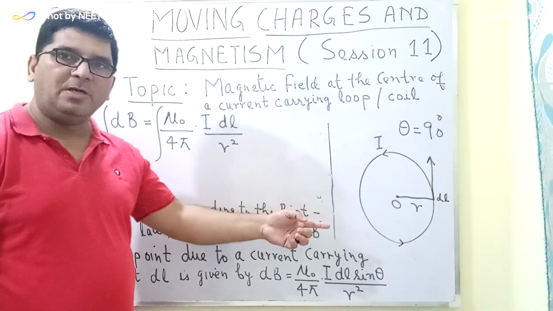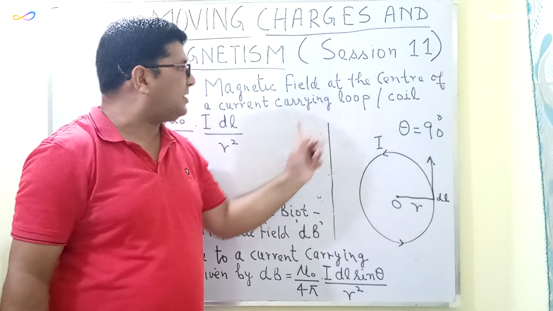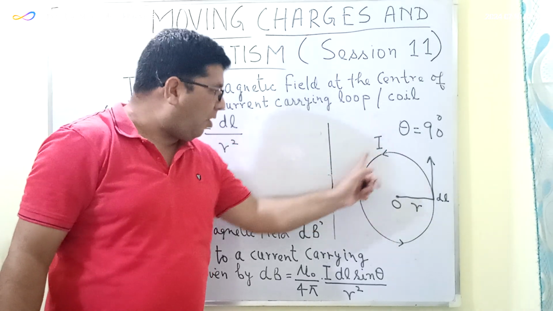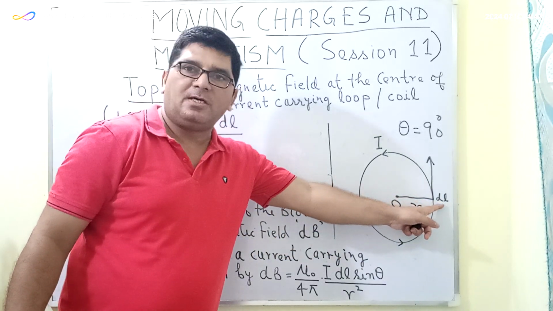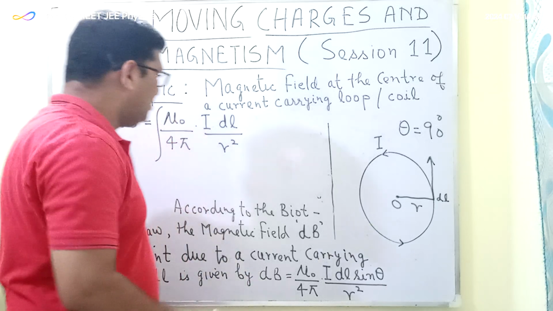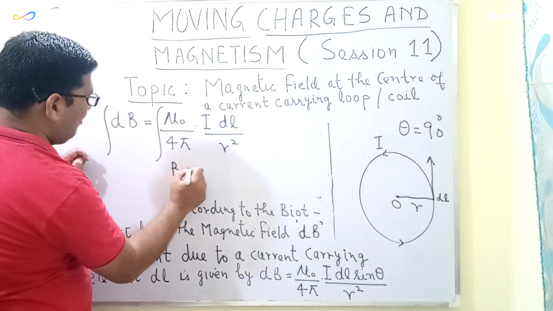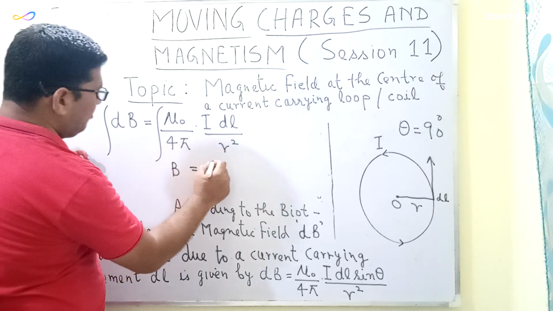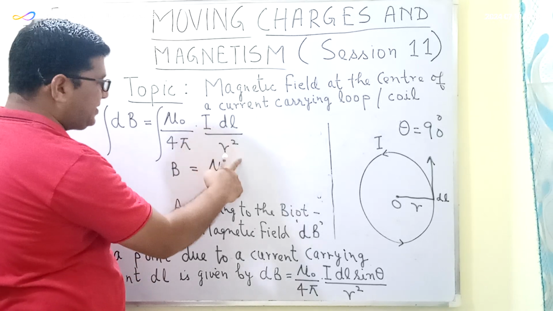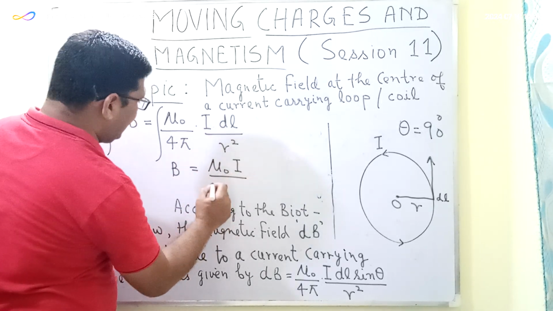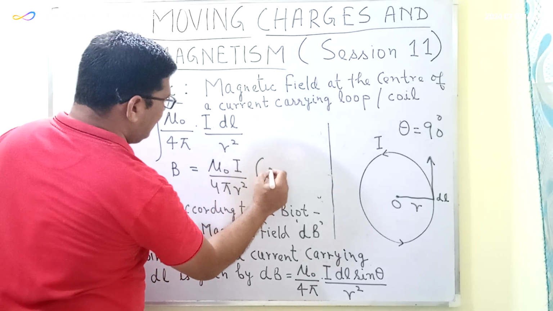I will be able to get the total magnetic field at the center of this current carrying coil due to all the small current carrying elements dl. By integrating this equation, I get the value of magnetic field B as mu naught upon 4 pi, which is a constant, I is also a constant, r square is also a constant, so these can be taken out, and this is equal to the integration of dl.